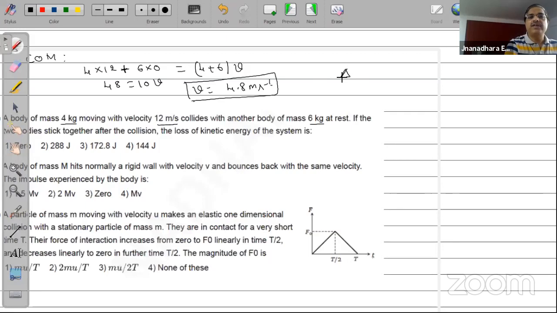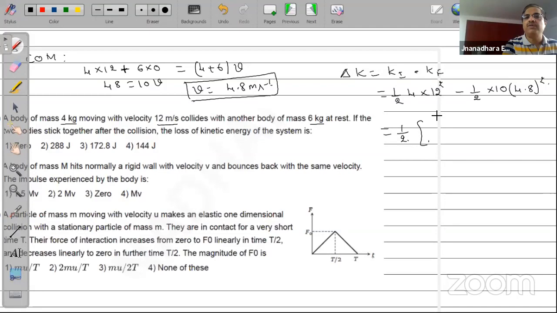The loss of kinetic energy will be equal to initial kinetic energy minus the final kinetic energy. Initially, it is half into 4 kg into 12 square. After the collision, it is half into mass 10, because 4 plus 6 together will be considered, moving with a velocity of 4.8, the whole square. Now simplify and get the answer to this.